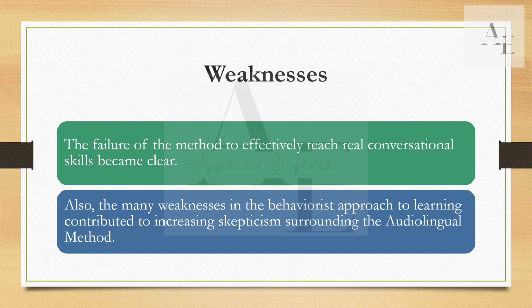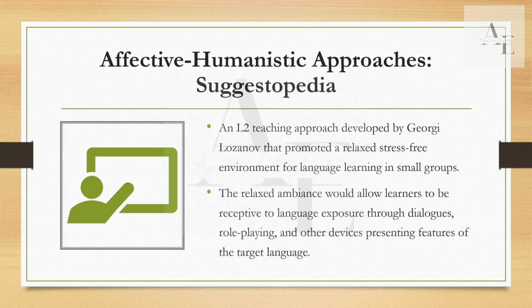Then we have our second method, which is affective humanistic approaches: Suggestopedia. But before we start with Suggestopedia, I want to draw your attention to the difference between affective, which we have here, and effective with an E at the beginning. Affective with an A has to do with feelings, so it means emotional. But effective with an E is something practical that has effects on something else. So please pay attention to the difference between these two because it differs a lot in context.